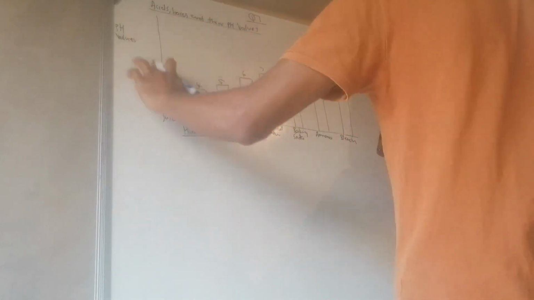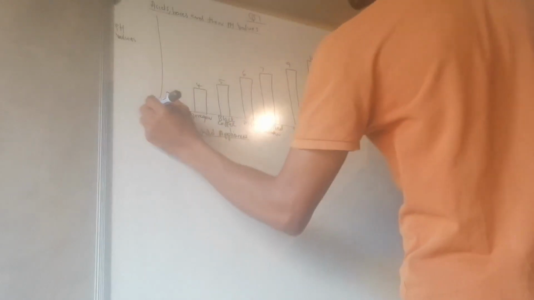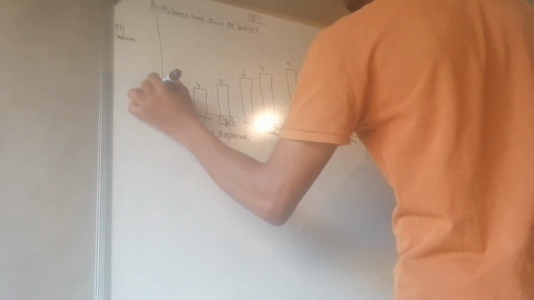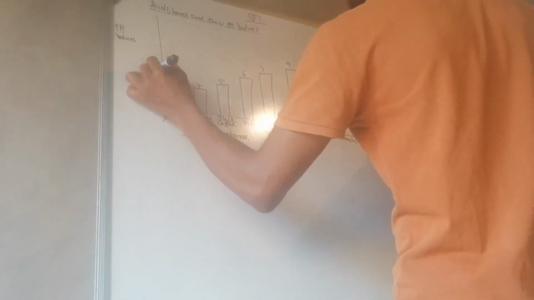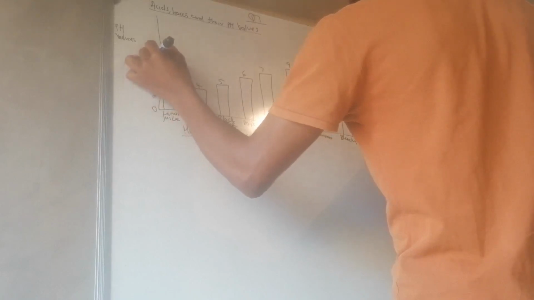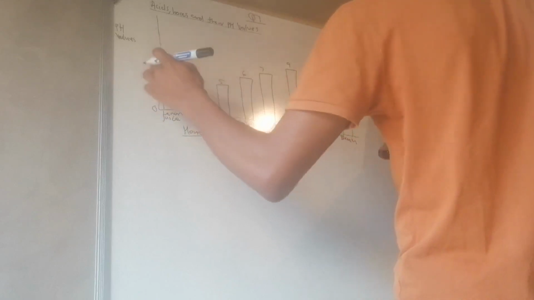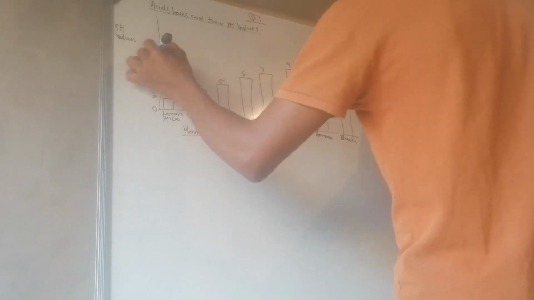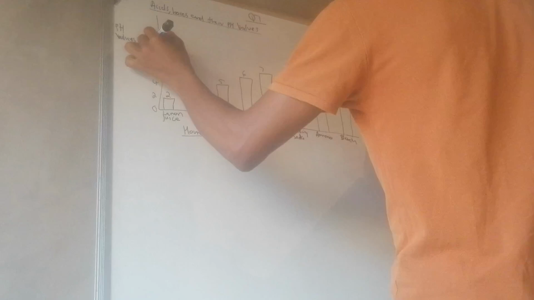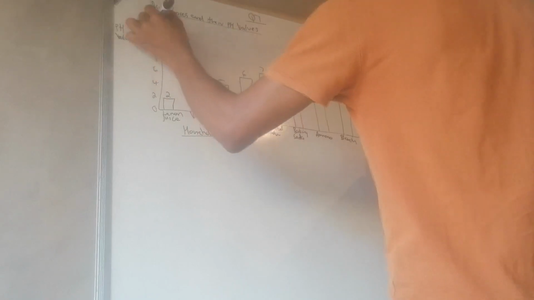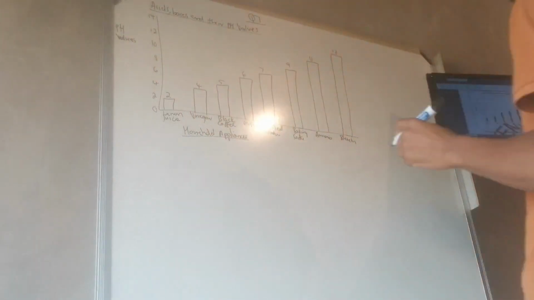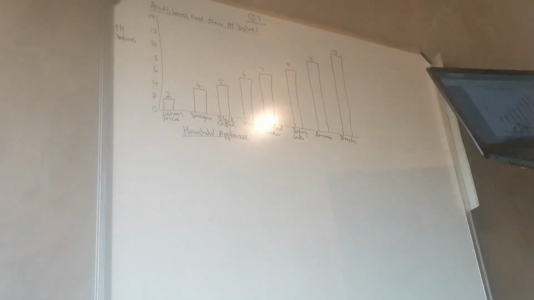So let me just fix the numbers on this side. 0, 2, 4, 6. The spaces have to be the same. So let's just say 6, 8, 10, 12, and 14. Good. And this is what we have.